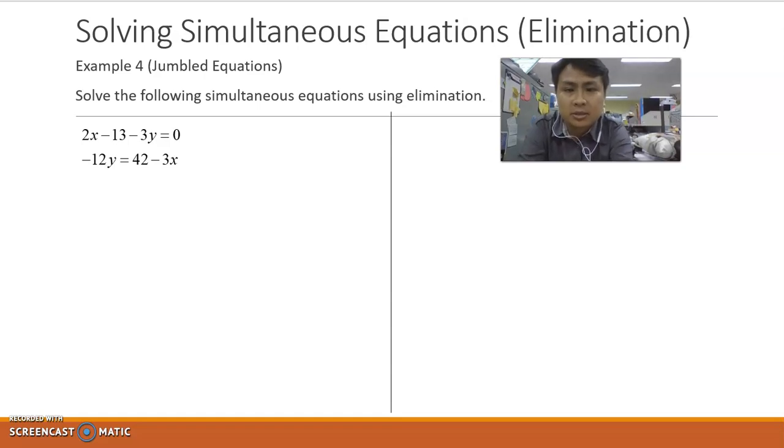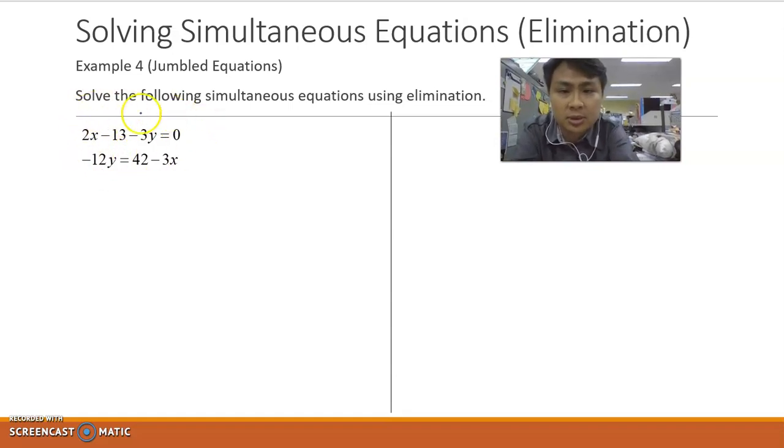Alright, let's take a look at a question where the terms are all jumbled up. As you can see in this question, the x number and the y are not in the same order as what we have experienced just now. So for this kind of question, we need to rearrange the terms in the order x, y equal number, for both equations before we actually proceed to solve the equations. So we'll do that now.